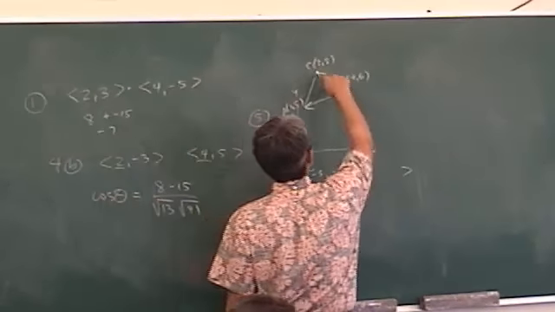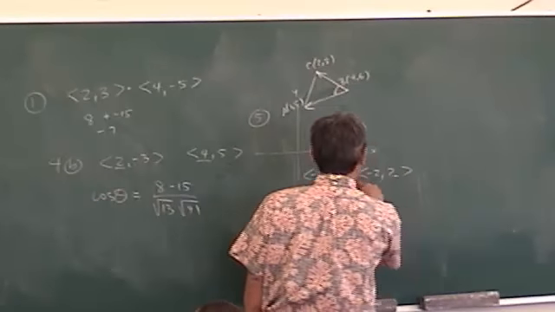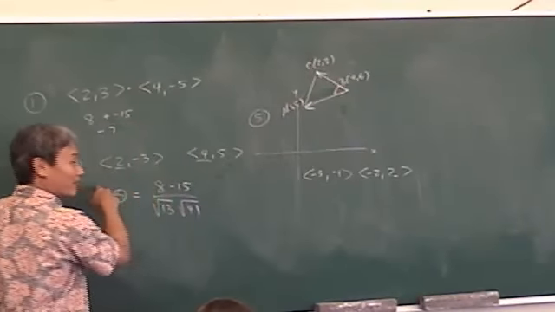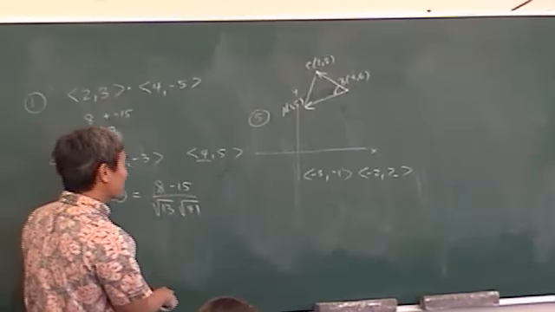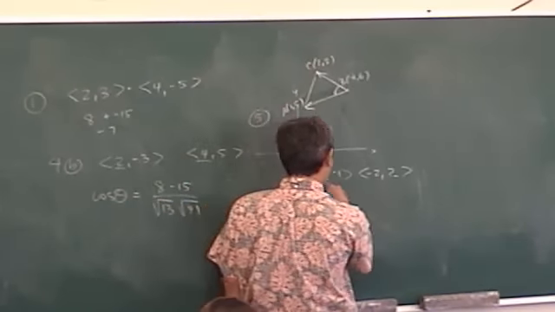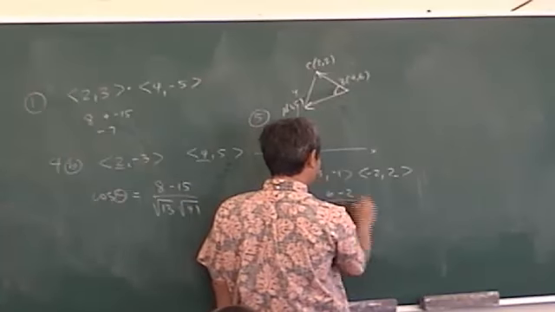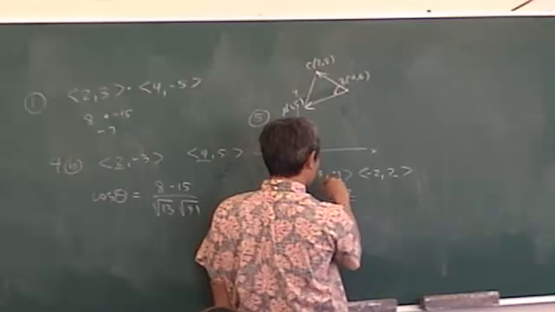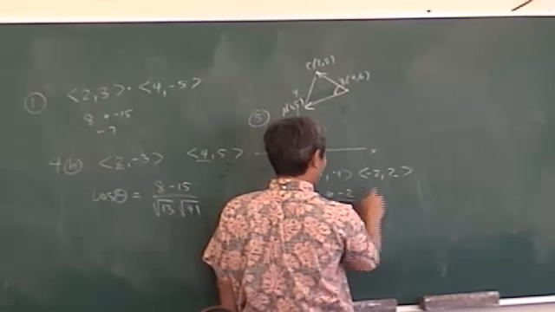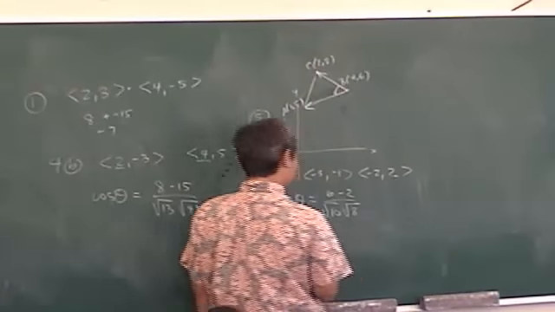Okay, what about vector BC? Head minus tail, -2, head minus tail, 2. Now, this problem is not the same as this problem. How do you find the angle between two vectors? The cosine of the angle is equal to the dot product: multiply the x components, multiply the y components, add them together, over the length of this vector, which is the square root of 9 plus 1, and then the length of this vector, which is the square root of 4 plus 4. I will let you do the simplifying.